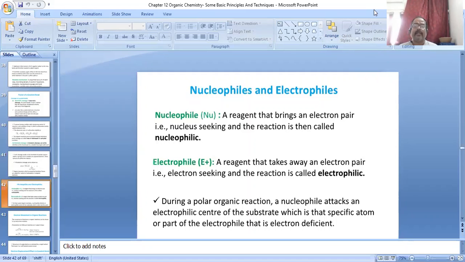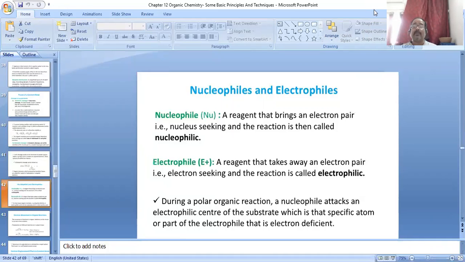So nucleophile, a reagent that brings an electron pair. Nucleus seeking, and the reaction is then called nucleophilic. It means if any type of substance has one lone pair, it is called a nucleophile.